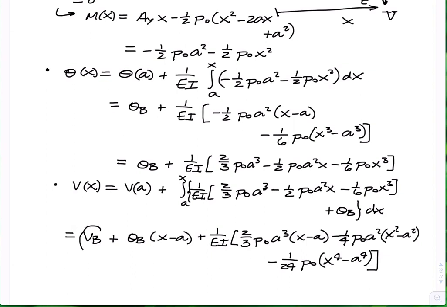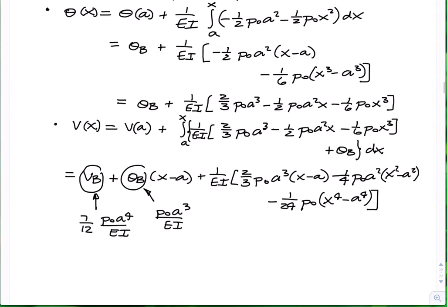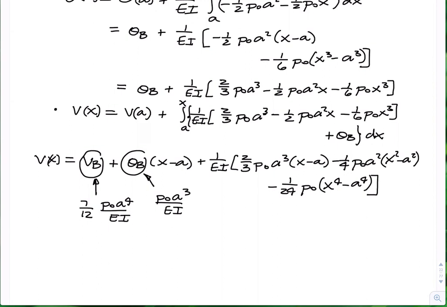And so recall that above we found that VB was equal to 7/12 P naught a to the fourth divided by EI. Theta B is equal to P naught a cubed divided by EI. So that gives us our expression for the deflection. And keep in mind that I simplified things just a bit by letting A represent L over 2. So every place there's an A, put in an L over 2. So that gives us our deflection of the cantilever beam with a constant distributed load on the right half of that beam. How did we do this?